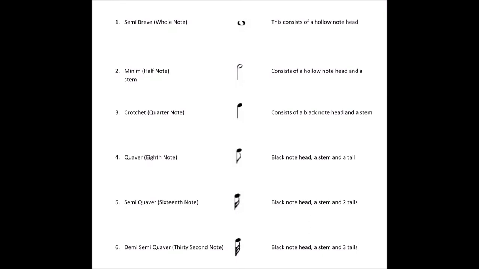Here we have all of the notes that are used within pipe band drumming notation and also bagpipe notation. You'll see that there are six different note shapes that are used. We'll now cover each note individually.